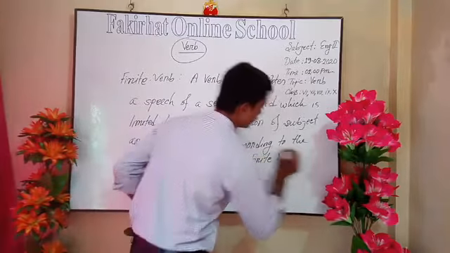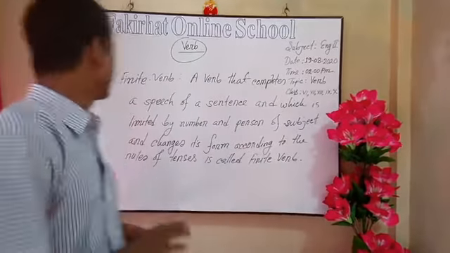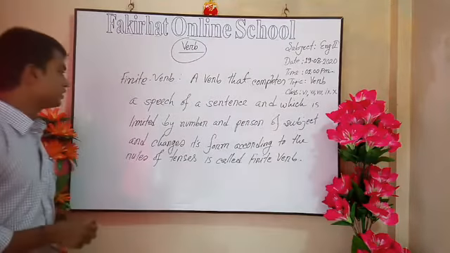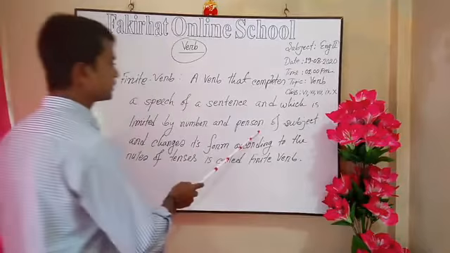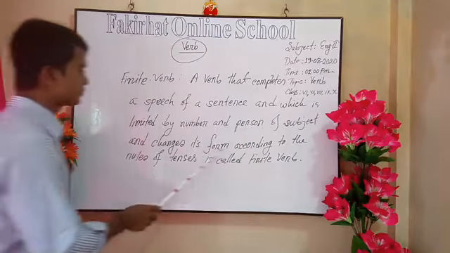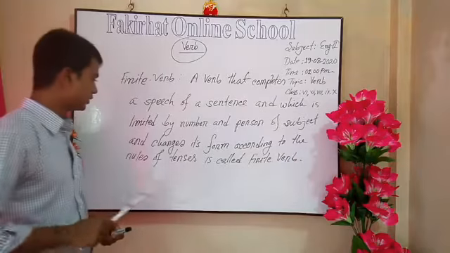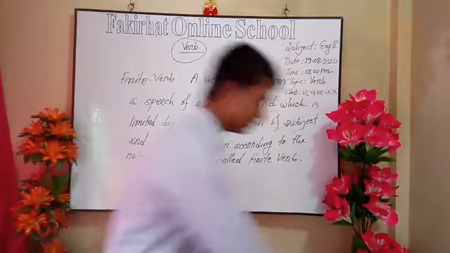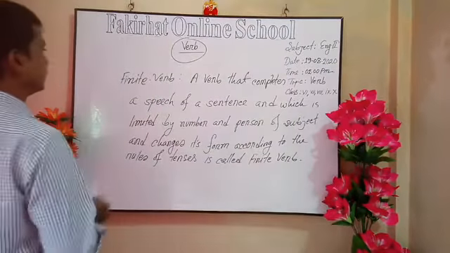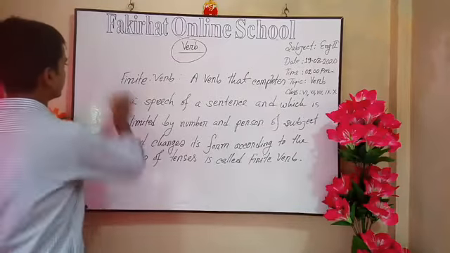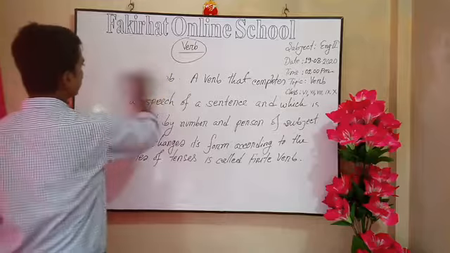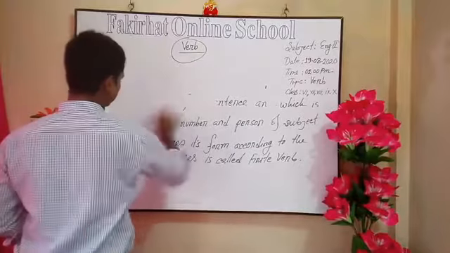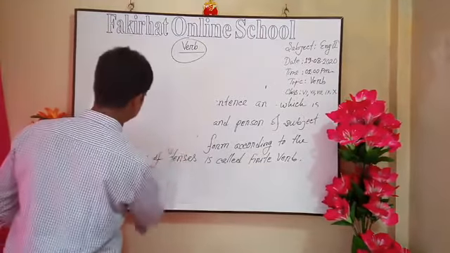Finite verb. So dear students, please note it down. So what is finite verb? A verb that completes a species of a sentence and which is limited by number and person of subject and changes its form according to the rules of tenses is called finite verb. So I hope you have noted it down. Okay, dear students, now see some examples of finite verb, and then I hope you will understand finite verb.